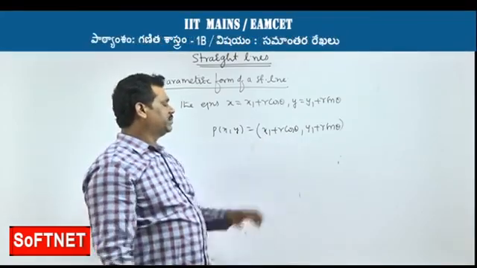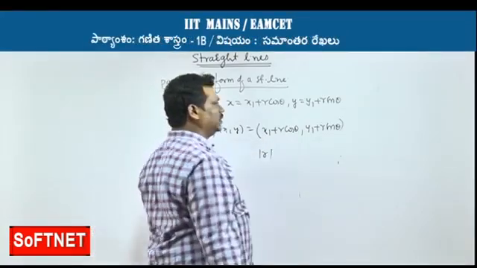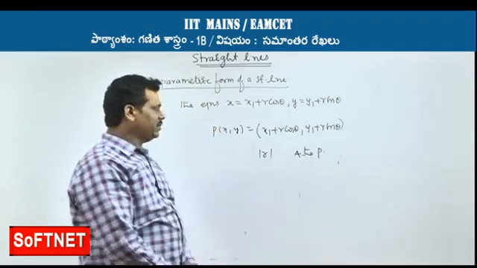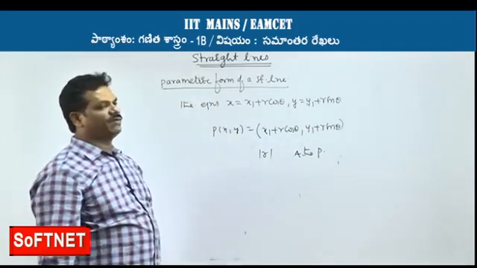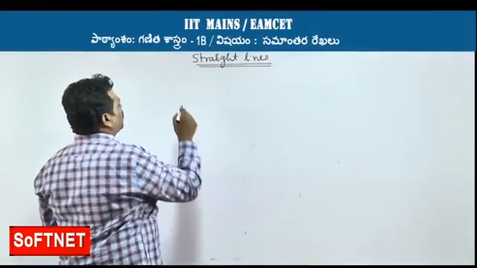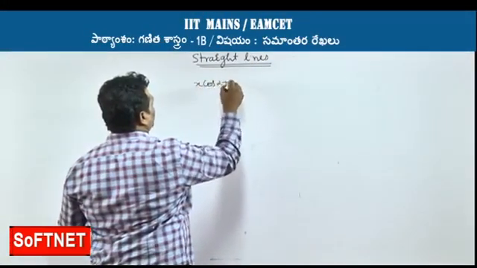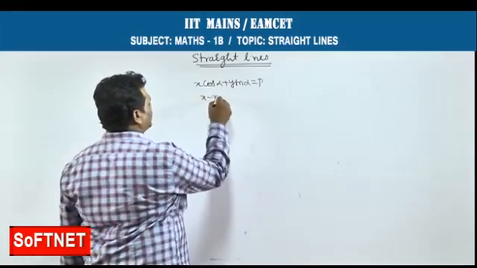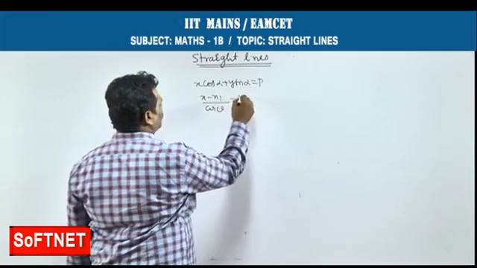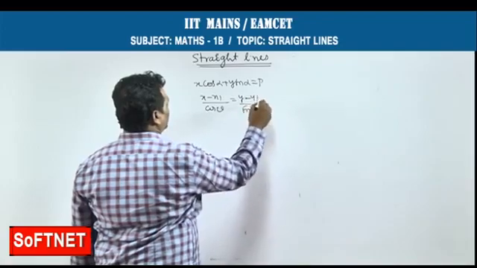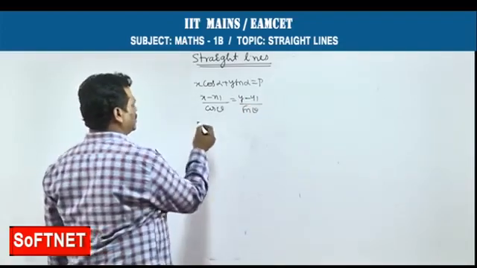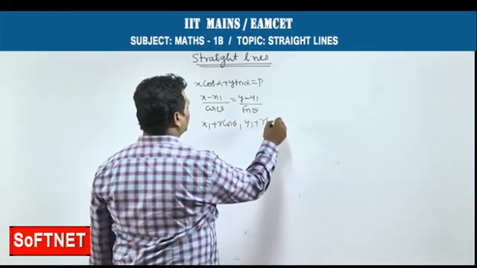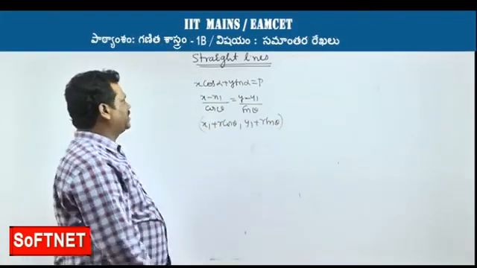Mod r is the distance from the given point A to P. That is the parametric form of a straight line. The normal form of a straight line is x cos alpha plus y sin alpha equal to p, and the symmetric form is x minus x1 by cos theta equal to y minus y1 by sin theta. The parametric form is x1 plus r cos theta comma y1 plus r sin theta. So now, find the equation of the straight line.